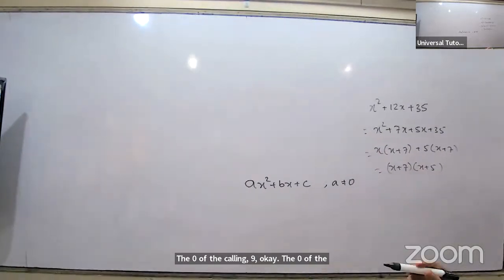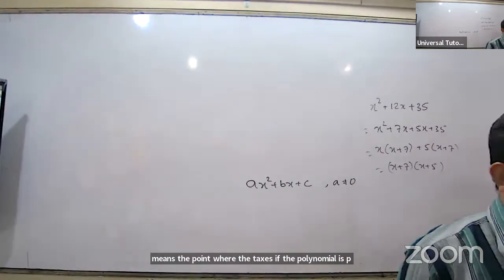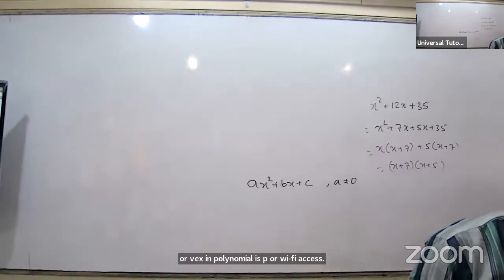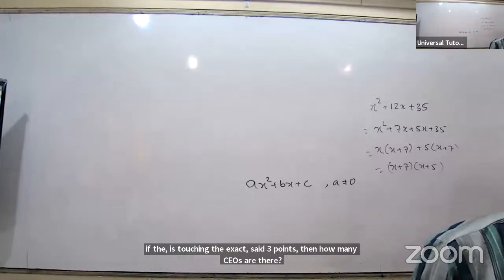If the polynomial is p of x, it is the x-axis; if the polynomial is p of y, it is the y-axis only. If the curve is touching the x-axis at 3 points, then how many zeros are there? 3 zeros. 2 points, 2 zeros. If it doesn't touch the x-axis, there is no zero.